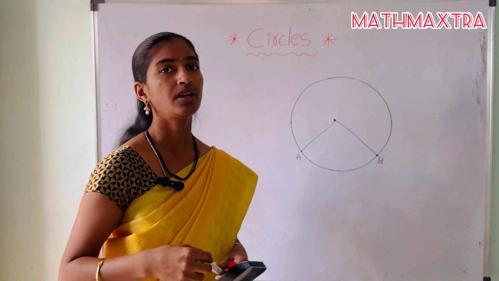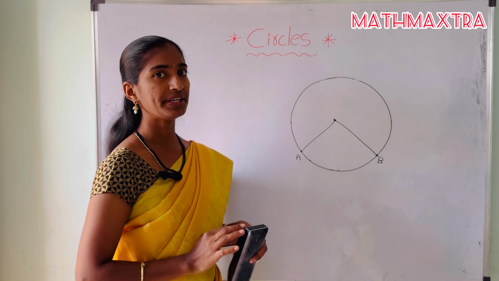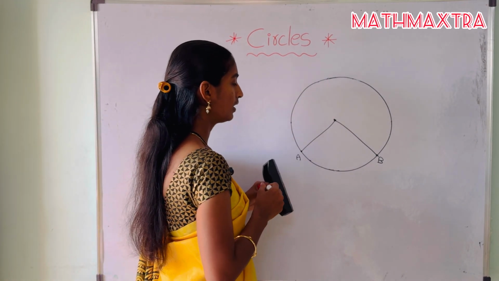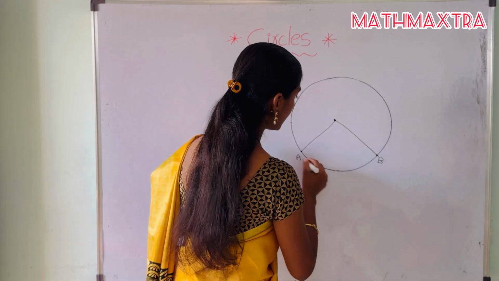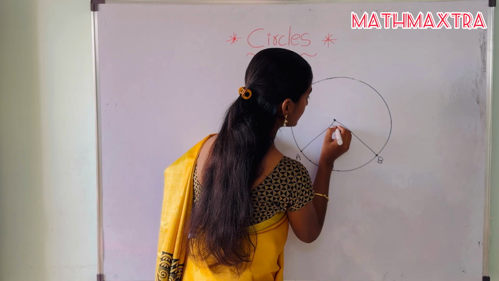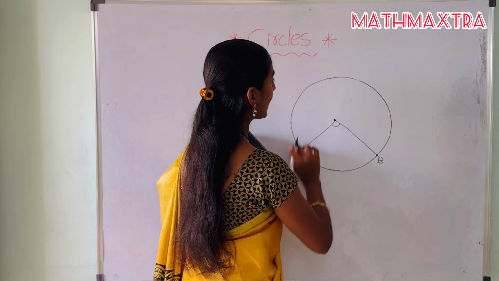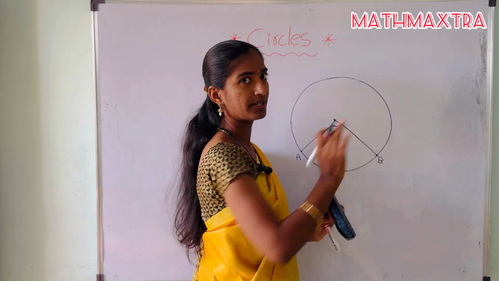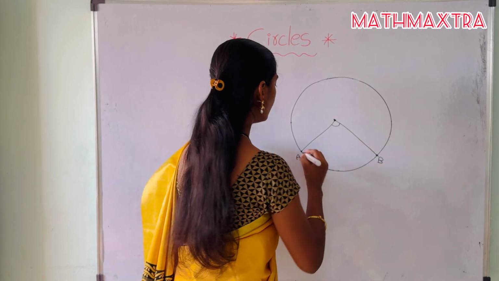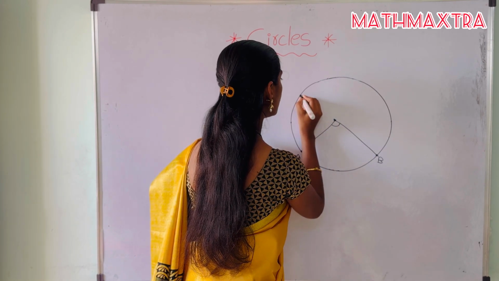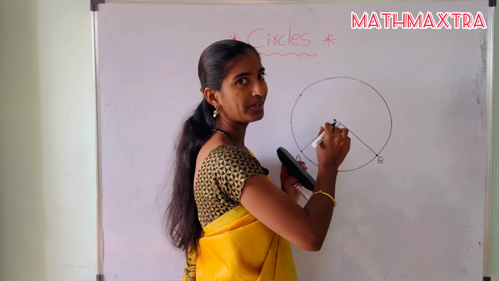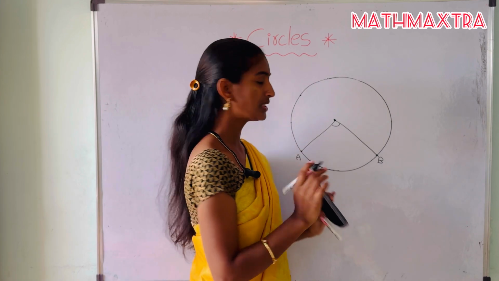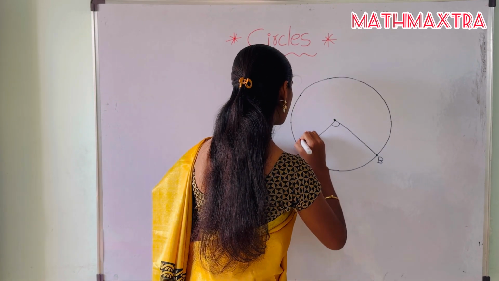Our next property is this. We have seen that an arc subtends an angle at the center that is twice the angle subtended at any other part of the circle, isn't it? So if this point is on any other part of the circle, what happens?